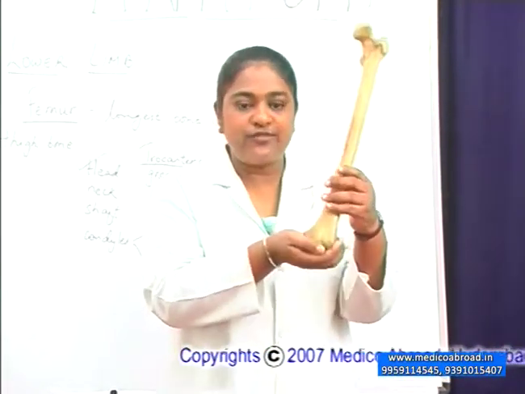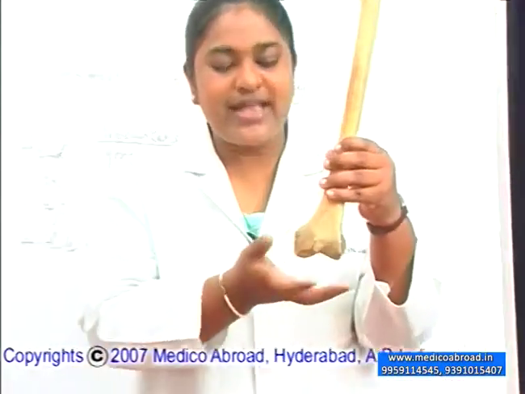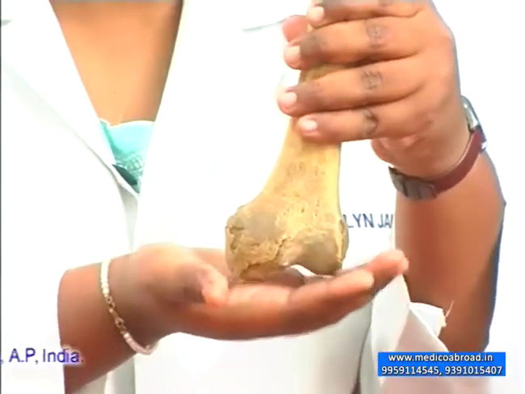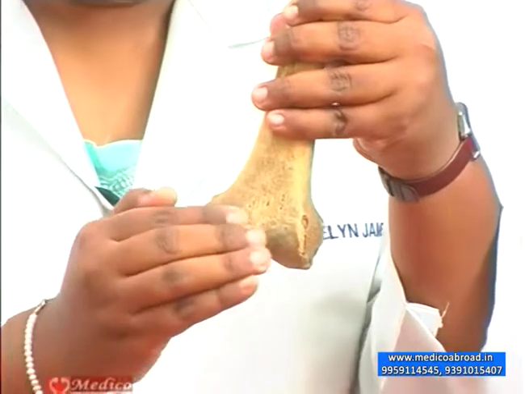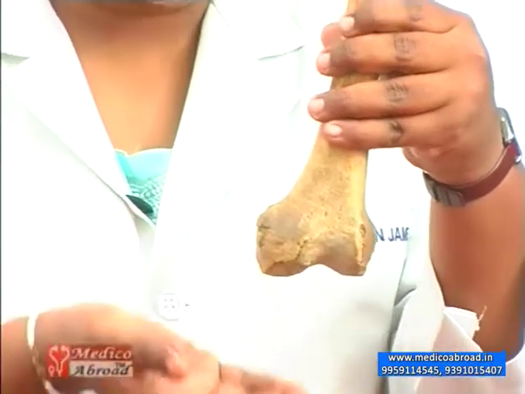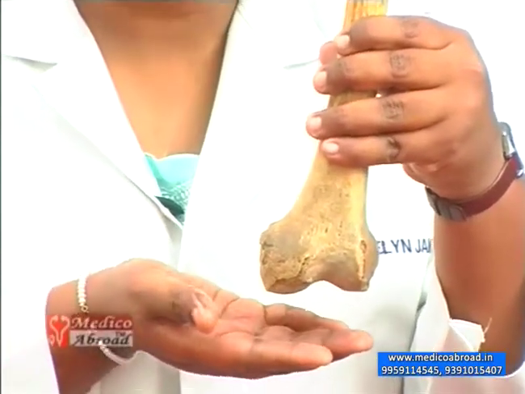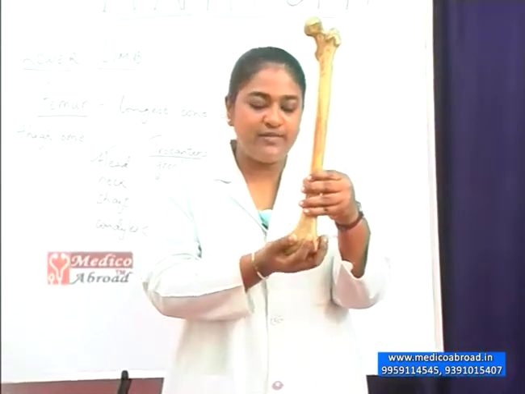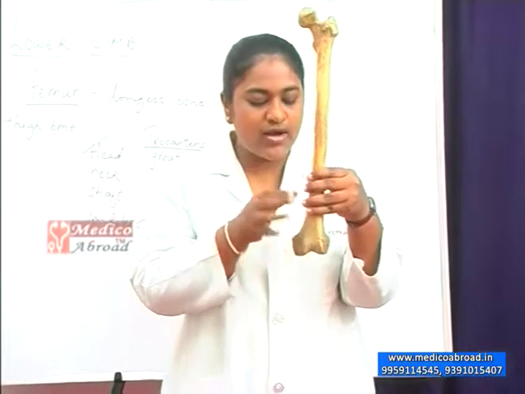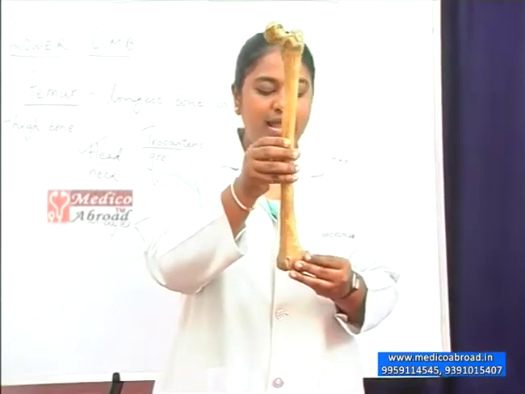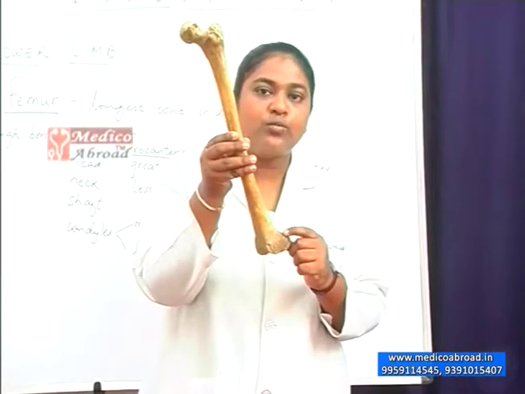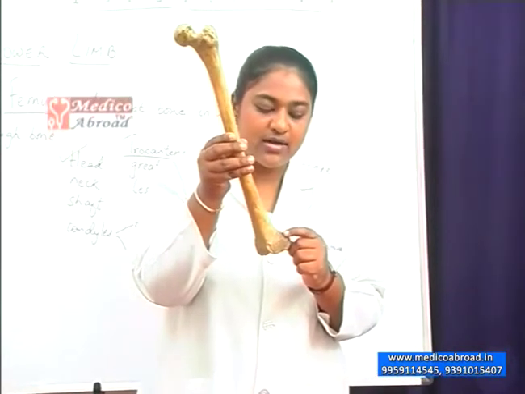At the lower end of the femur you will find this expanded region. Here it forms the knee joint with the patella in front and the tibia and fibula at the inferior part. Now this is the lower end of the femur. It has a medial condyle and a lateral condyle. Near the medial condyle you have this called the adductor tubercle. This is called the adductor tubercle.